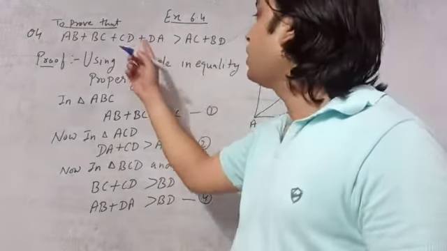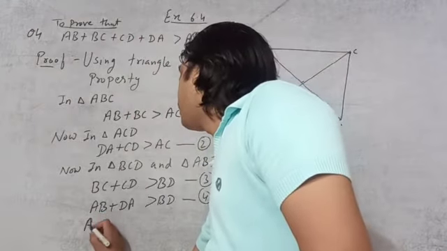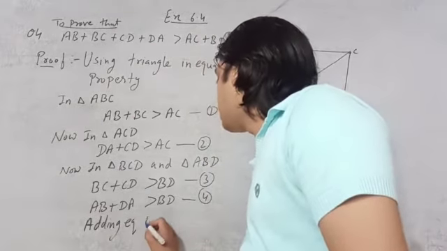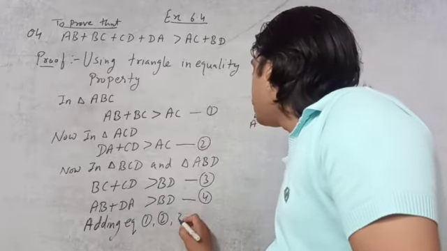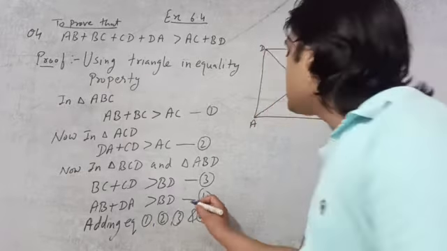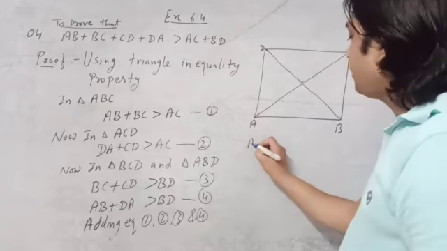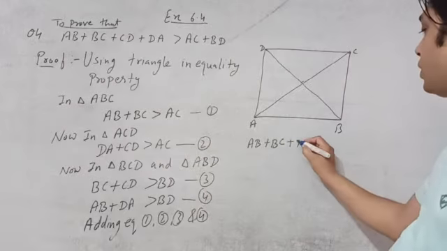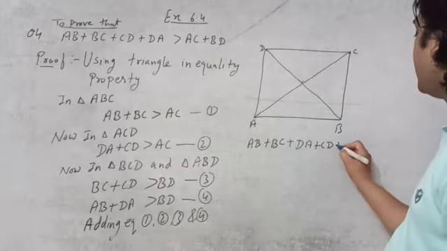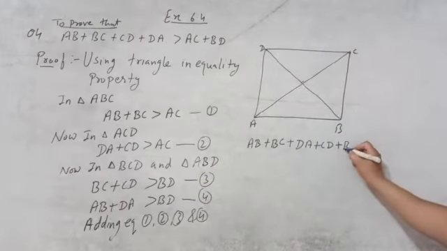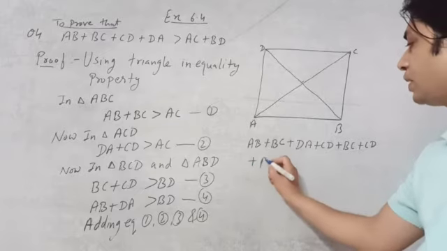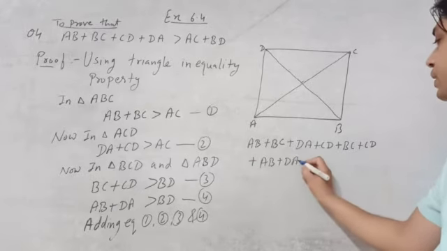Now here we are seeing the plus sign is there between them. So what will we do? Adding equation number 1, 2, 3 and 4. So we will add all these equations. Here you see AB is there. So AB plus BC. Then here what we are having? DA plus CD. And here? BC plus CD. Then in the last one, plus AB plus DA. Then the greater than will come.